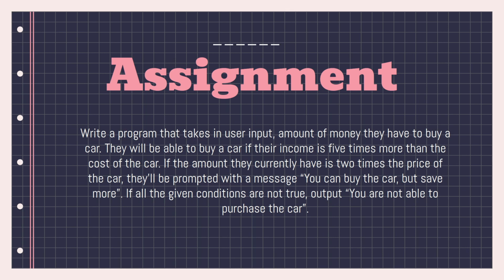So that's basically it. They'll be able to purchase the car when the income level is 5 times or greater than the price of the car. They will also be able to purchase the car, but given a warning to save more, if their income is equal to or greater than 2 times the price of the car. Else they won't be able to purchase the car, if those two conditions fail. So just write the program to do that.